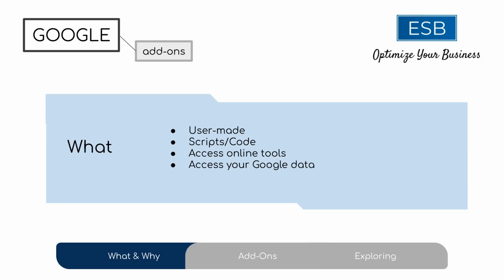They can also access your Google data. So it can always access the current document that you're using it in, but sometimes you may have to give it permission to access other parts of your Google information, so other files or drives or even sometimes your email. It just depends on what it's doing and what its purpose is. So that is what add-ons are.